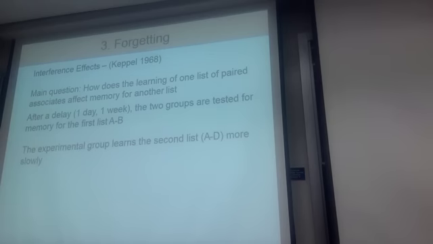After a week, they're tested on this, and the experimental group learns the second list, the AD, more slowly because of proactive interference. So both things happen. They're slower to learn the new list because they've already learned the first one, and they also have poor retention for the first list, which is the retroactive interference. So it interferes with learning new things, that's the proactive, and it interferes with things you have learned, that's the retroactive.